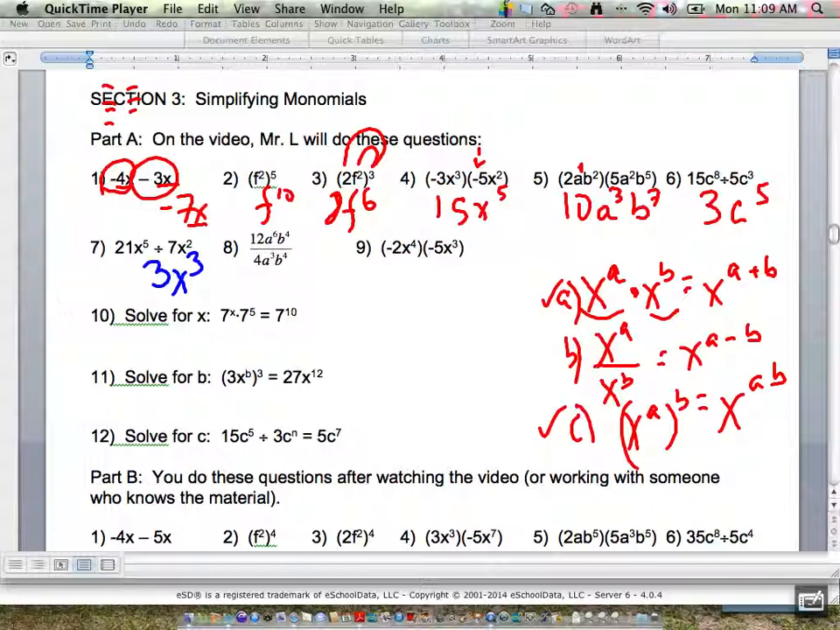Good. Okay. Number 8. What would that be? Gabby, work with me here. What do we get on number 8? What's 12 divided by 4? 3. Now, what do I do to these exponents? Good. So 6 minus 3 is 3. That's a to the 3rd.